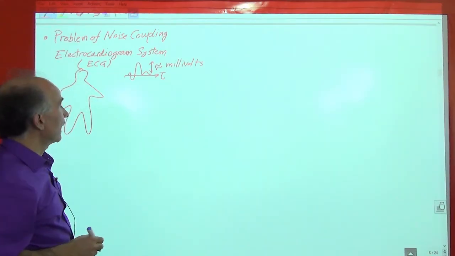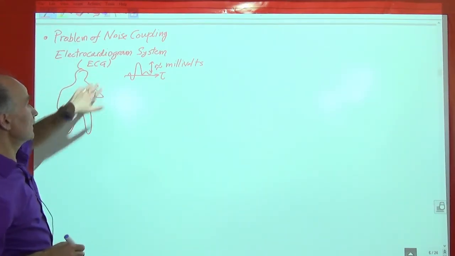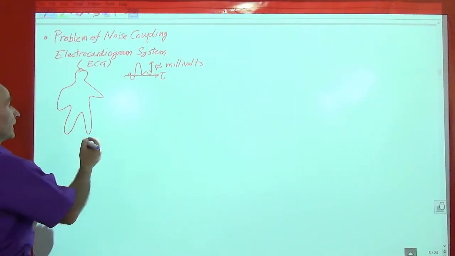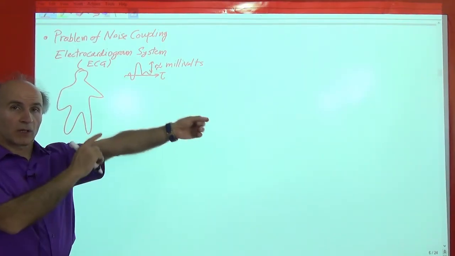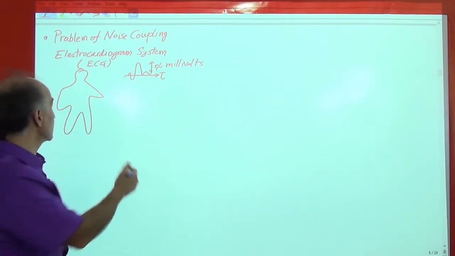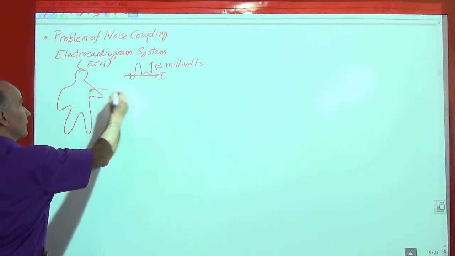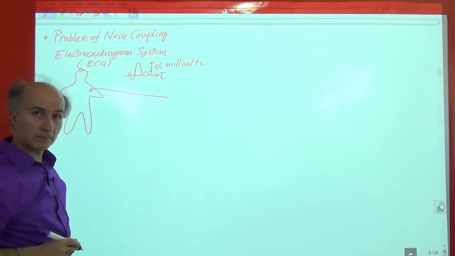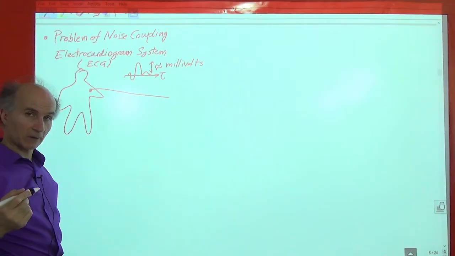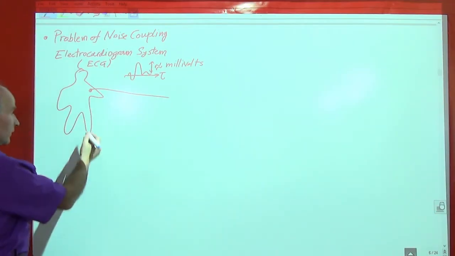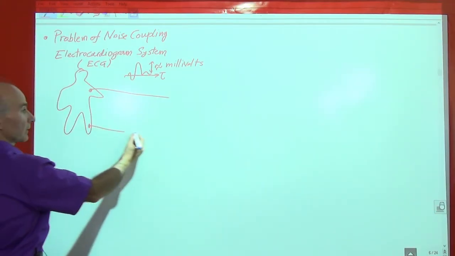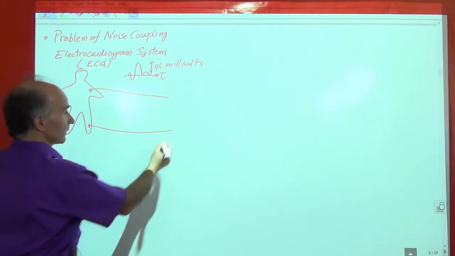All right. Now, an ECG system operates as follows. We attach an electrode to the arm of the patient right here. So we attach an electrode here and bring out a wire. That becomes the signal. Then we attach a wire to the ankle of the patient also and bring out that. This becomes ground.